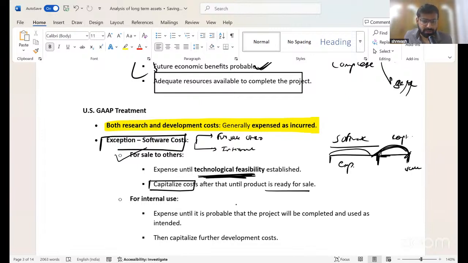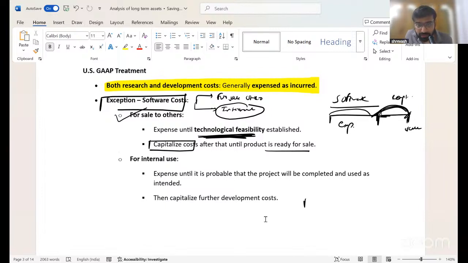Sir, what do you mean by establishing the technological feasibility? Arey, whatever software I'm developing, is it even possible for people to use it? That is what the point is. Right. Okay, sir, fair enough. Sir, if it is for internal use, then what? You're supposed to expense it till the time it is probable that the project will be completed and used as intended.